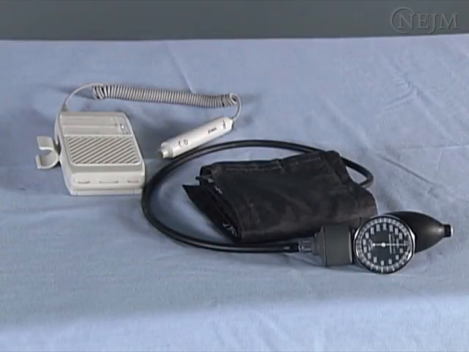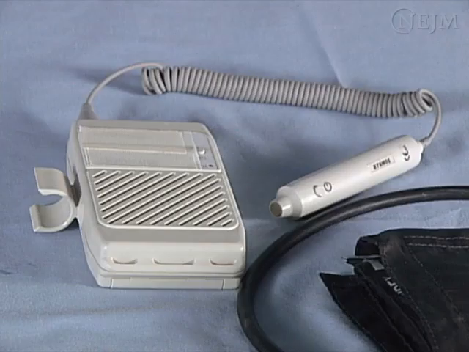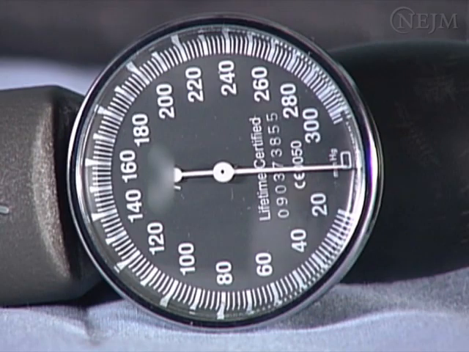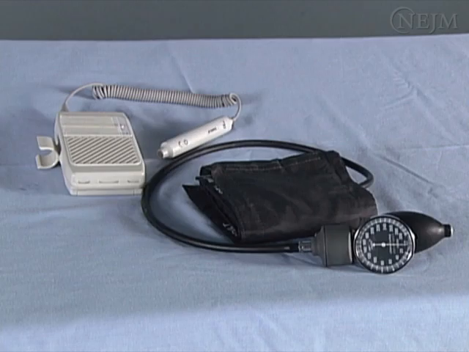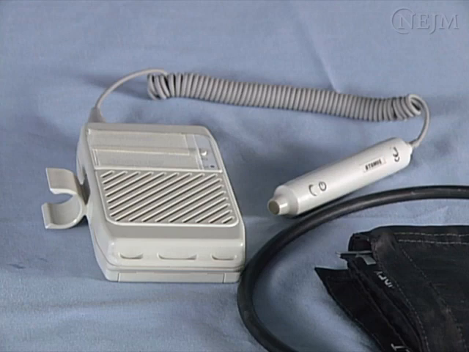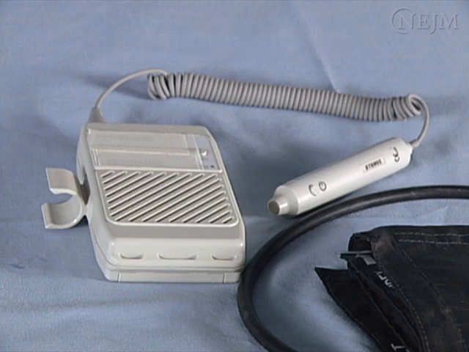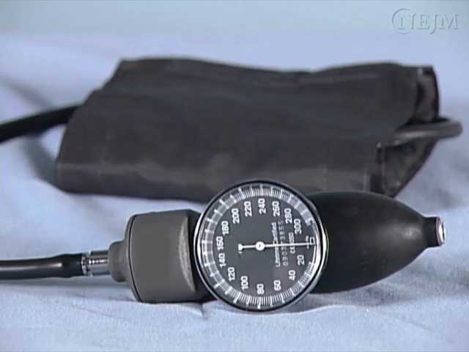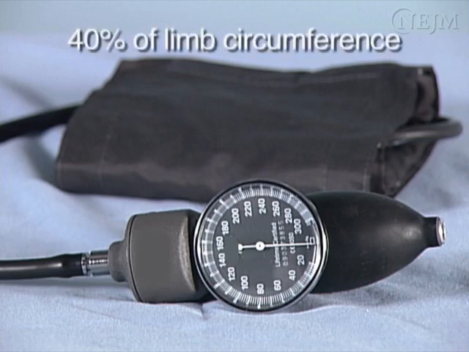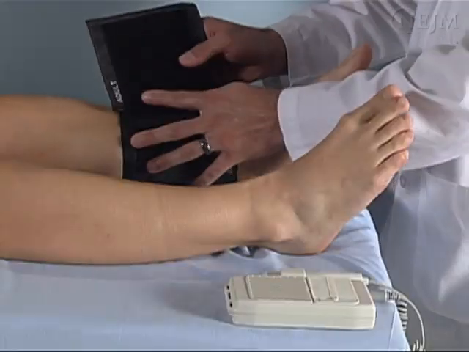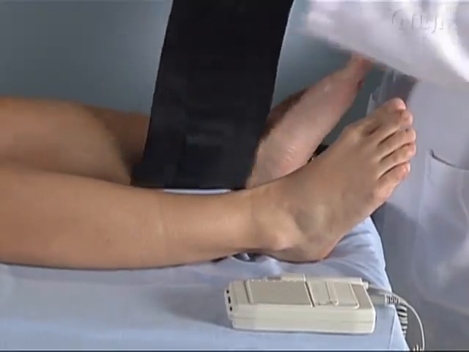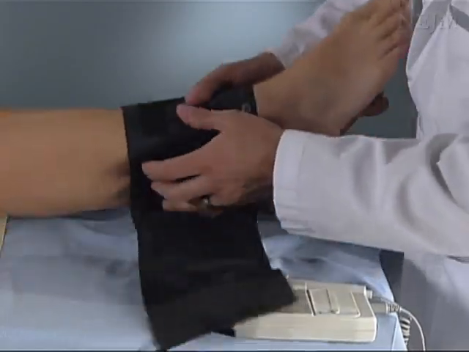In order to measure the ankle brachial index, you will need the following equipment: a continuous wave Doppler device, ultrasonic gel, and a sphygmomanometer with a blood pressure cuff. The Doppler ultrasound probe should produce a signal of 8 to 9 MHz in order to examine peripheral blood vessels. Handheld Doppler devices are generally adequate to measure the ankle brachial index. The diameter of the inner bladder of the blood pressure cuff should be 40% of the limb circumference. The examination should be performed with the patient supine and in a warm and comfortable environment.